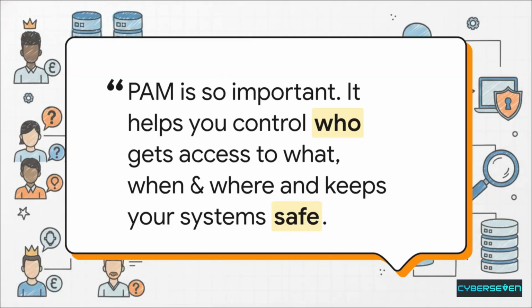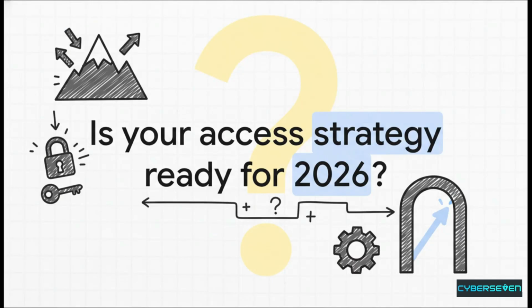I want to leave you with this quote from Pradeep Kumar, a senior software engineer, because it just cuts right to the heart of it. He says, "That's why PAM is so important. It helps you control who gets access to what, when, and where. In a world full of smart, determined attackers, having that fundamental control, well, that's everything." So the final question really is for you. When you think about the challenges and the changes coming over the next few years, is your access strategy really ready for 2026?